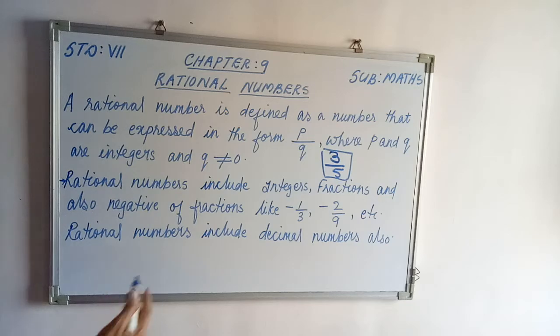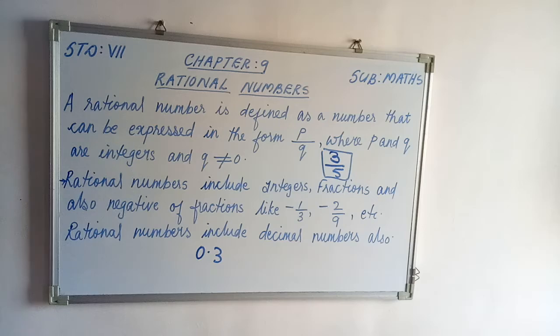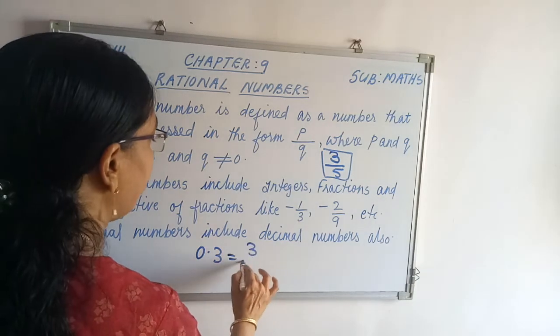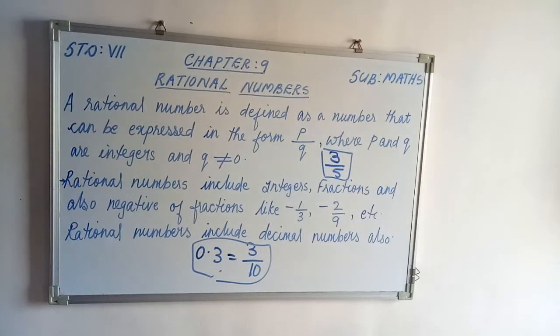Why decimal numbers? For example, 0.3. This is a decimal number. 0.3 can be expressed as 3 upon 10, isn't it? This is in the form of p upon q. So, decimal numbers are also rational numbers. Is that clear?